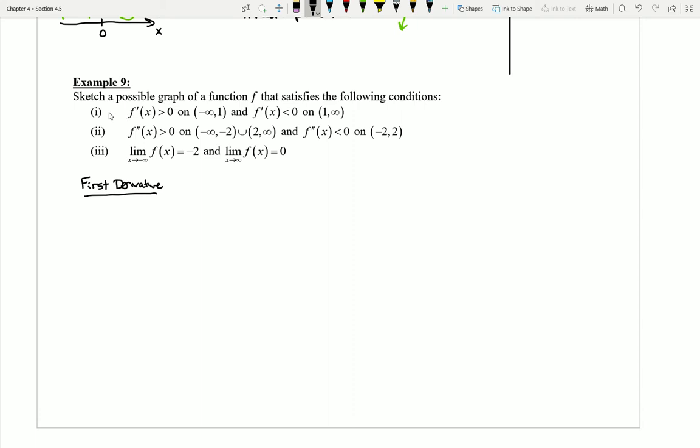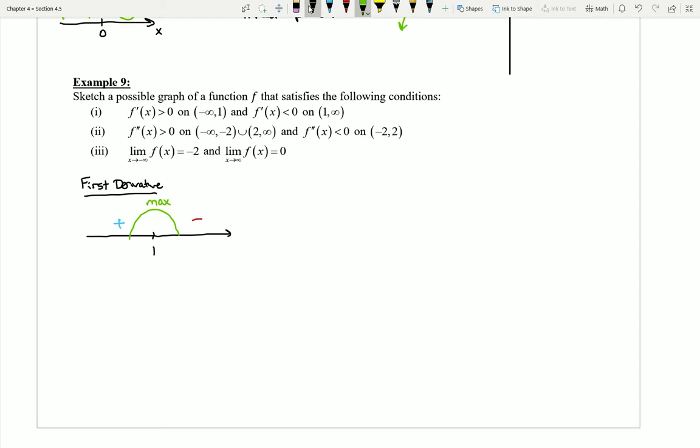All right, so notice that my first line here tells me something about my first derivative. It apparently tells me that if I was to draw a number line out here, from negative infinity over to 1, my first derivative is positive. So from negative infinity over to 1, f prime is positive. And from 1 onward, I know that it is negative. So this tells me that my graph is going up and then going down, so I know that there's a max at the value of 1.